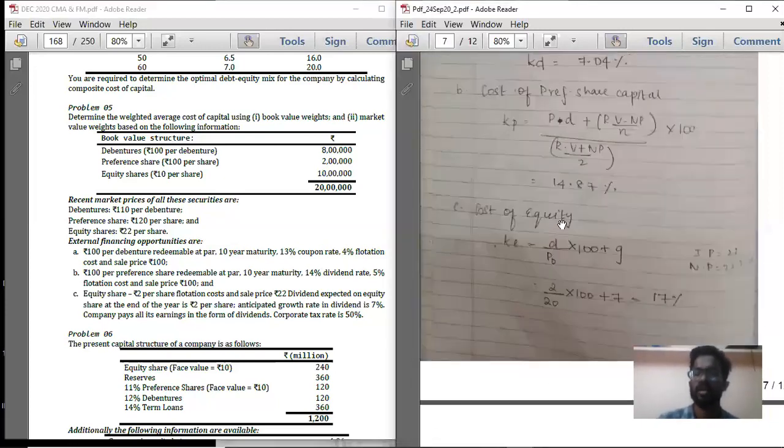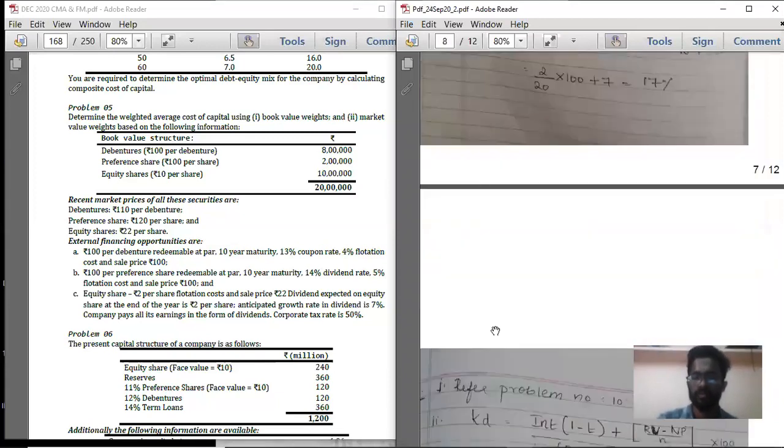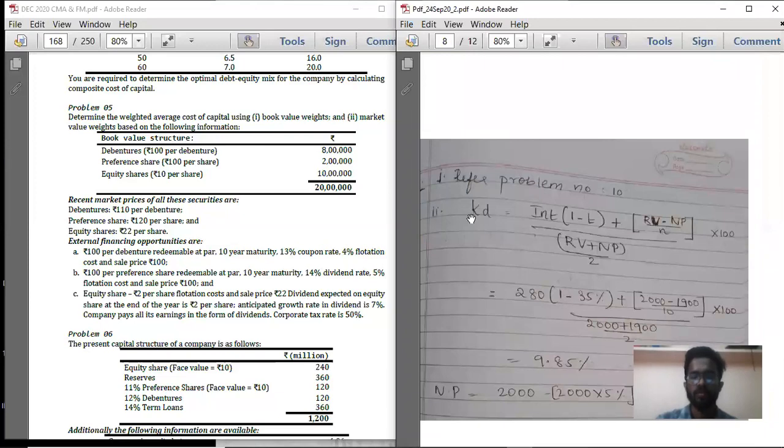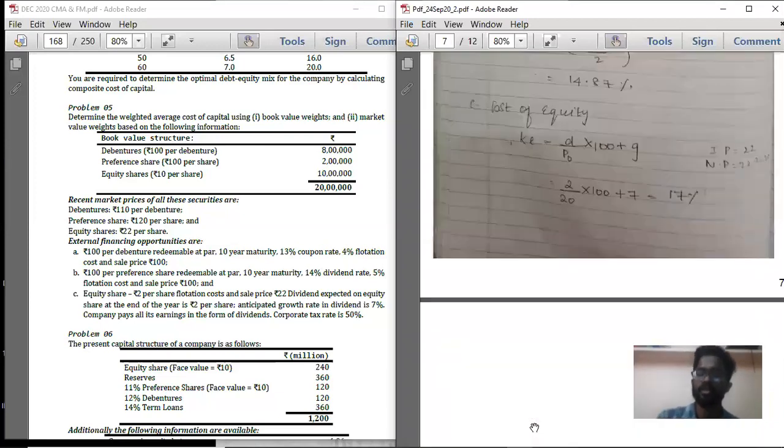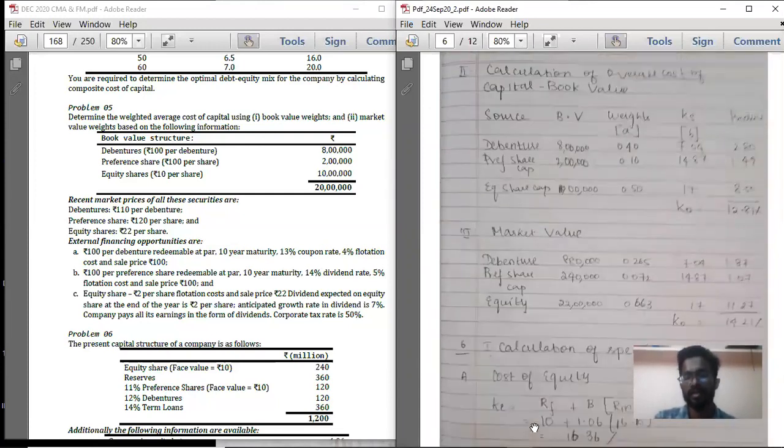So here we have found the cost of equity, cost of preference, and cost of debt. Now moving on to the next thing, using the weights you can find the overall cost of capital for both market and book value.